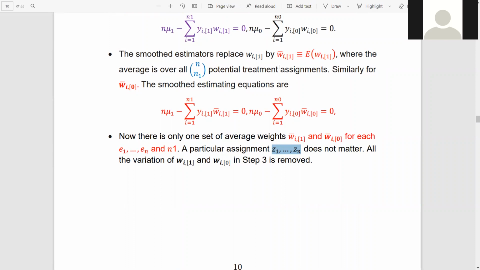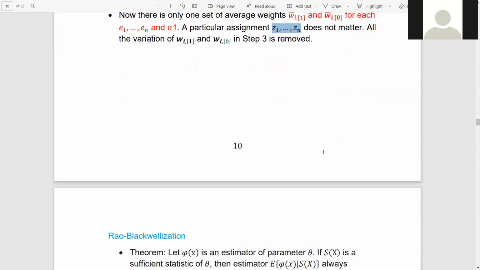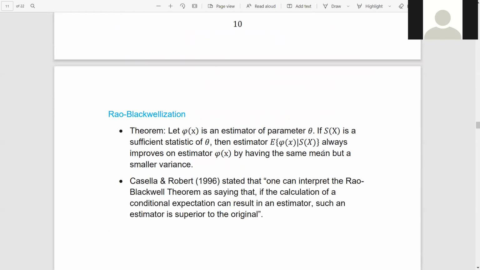Okay, so now at this moment, you may think, am I going wild? How can you just average over whatever you want to average? Well, in fact, it's not just some wild guess. It's based on this Rao-Blackwellization.